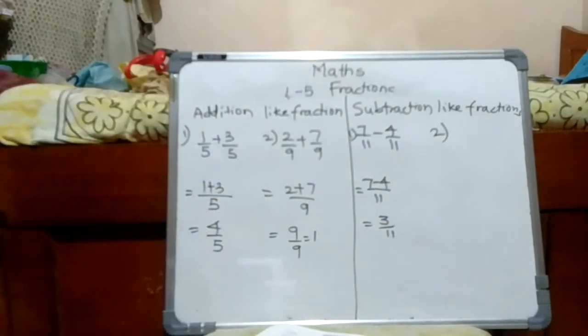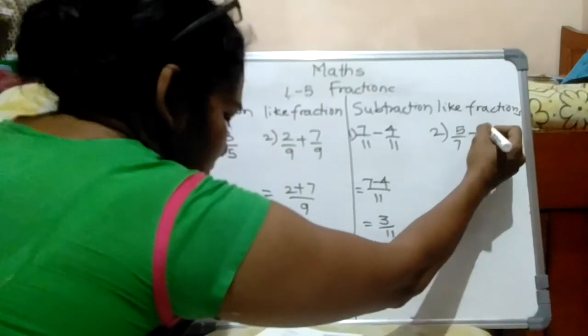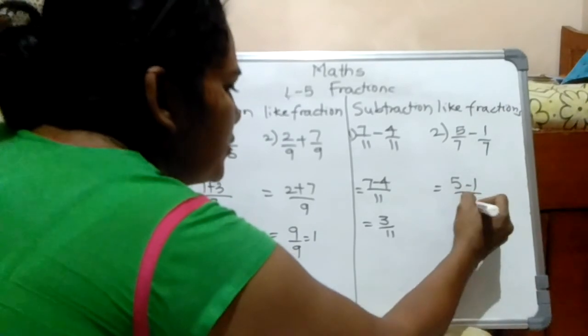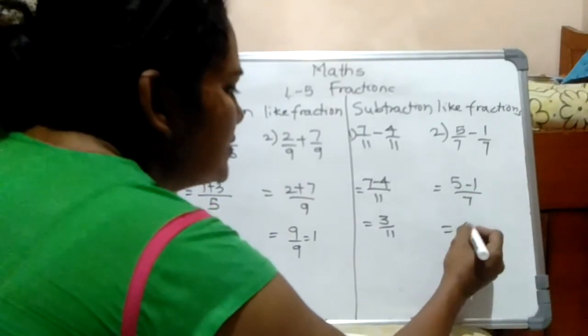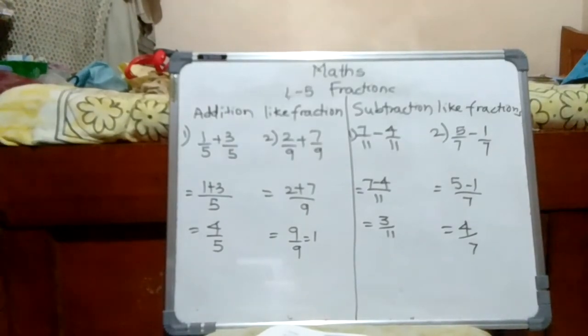Second one, subtraction of like fractions. Now 5 upon 7 minus 1 upon 7. 5 minus 1 is 4. 4 upon 7 is the answer for that.